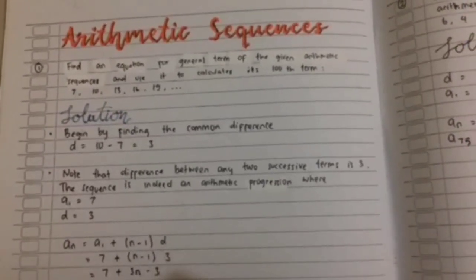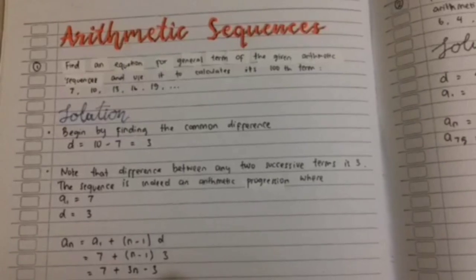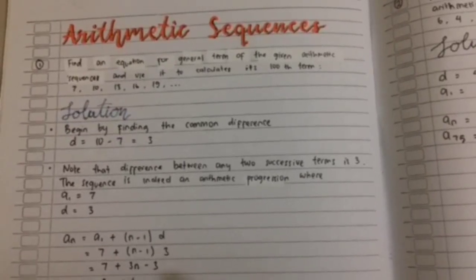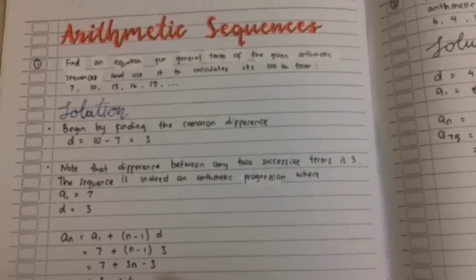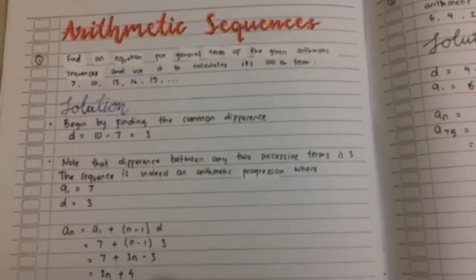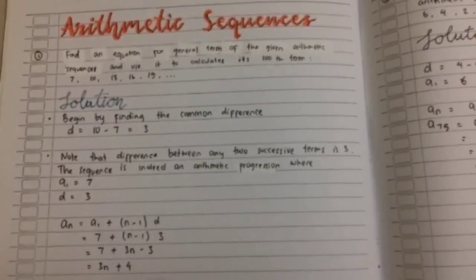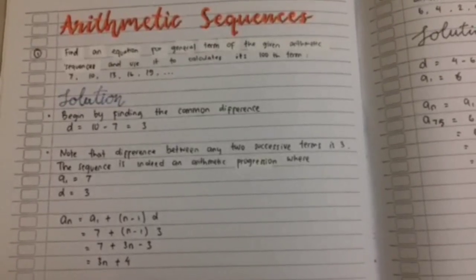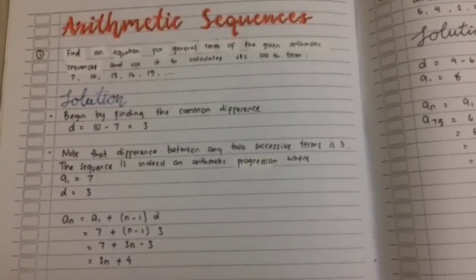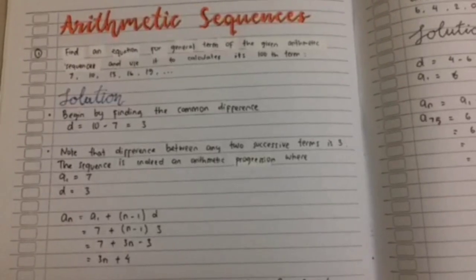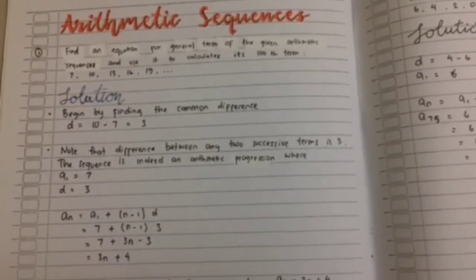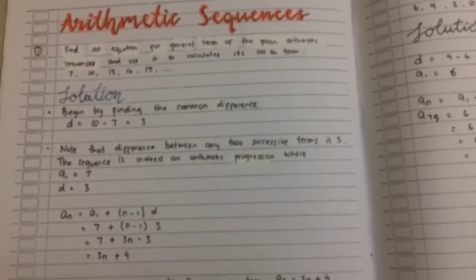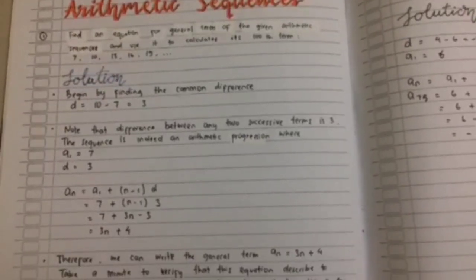Solution. Begin by finding the common difference. d equal 10 minus 7 equal 3. So the common difference is 3. Note that the difference between any two successive terms is 3. The sequence is indeed an arithmetic progression where a sub 1 equals 7 and d equals 3.